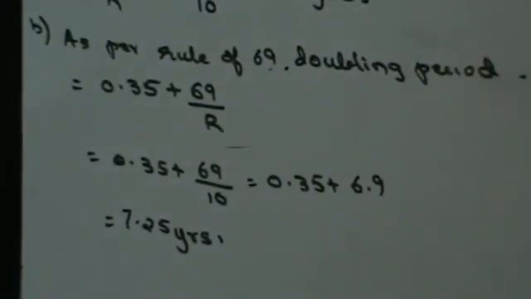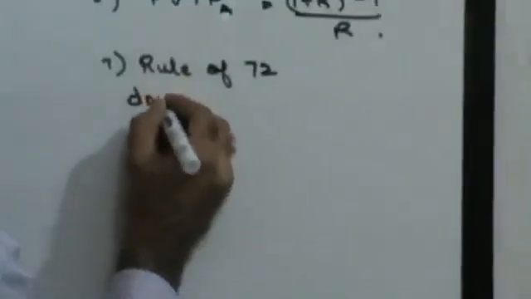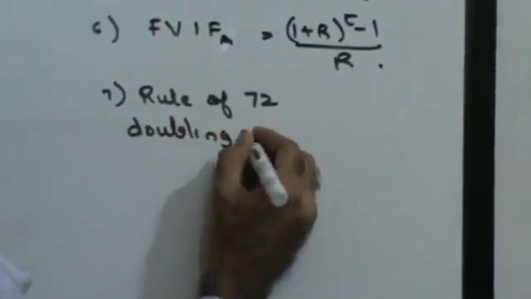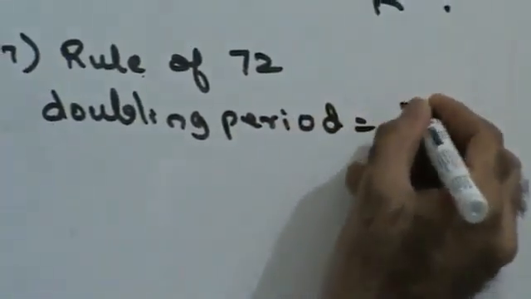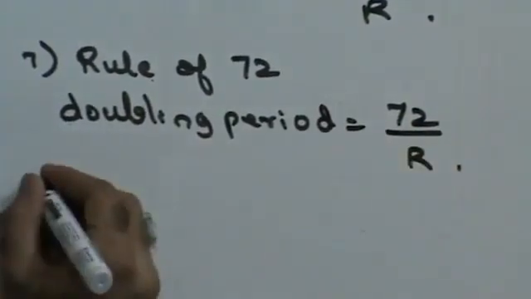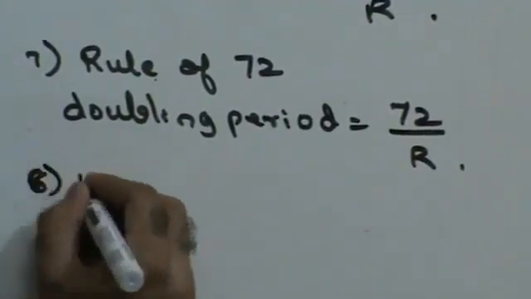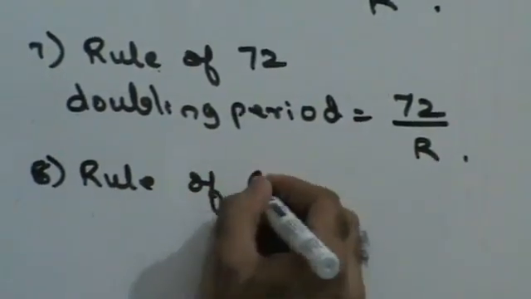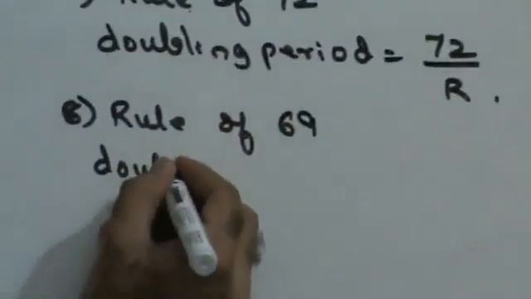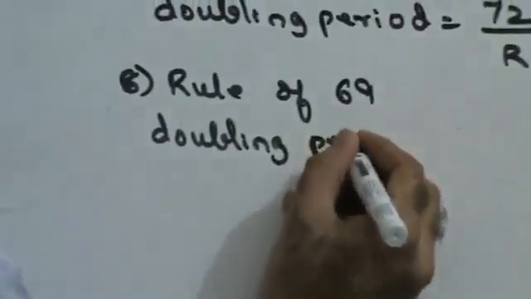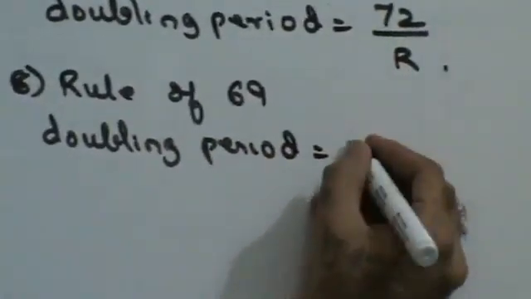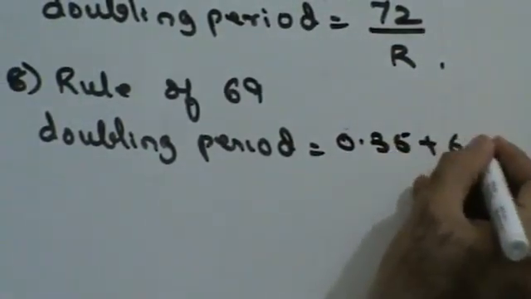Can you write these rules on the formula sheet also, guys? Rule of 72 says that the doubling period is 72 divided by R, and rule of 69 says that the doubling period is nothing but 0.35 plus 69 divided by R. Fine. Next, let's move on ahead.